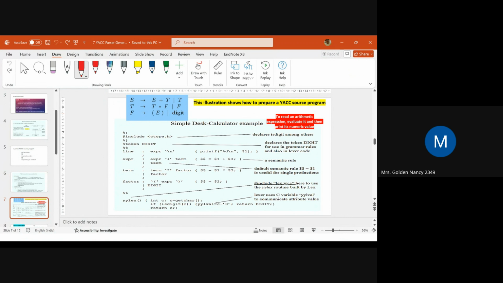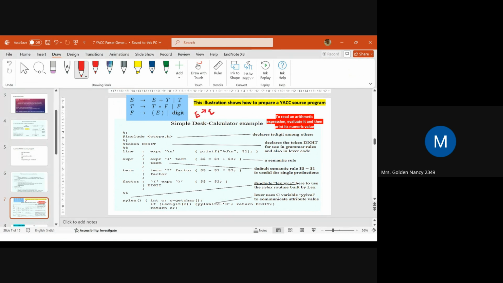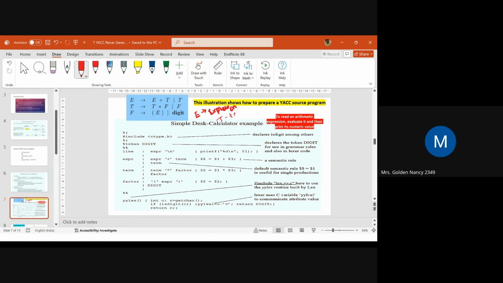E means expression. T means term. F means factor, so this is what your factor is. It is called a factor here. I hope you could see the screen.